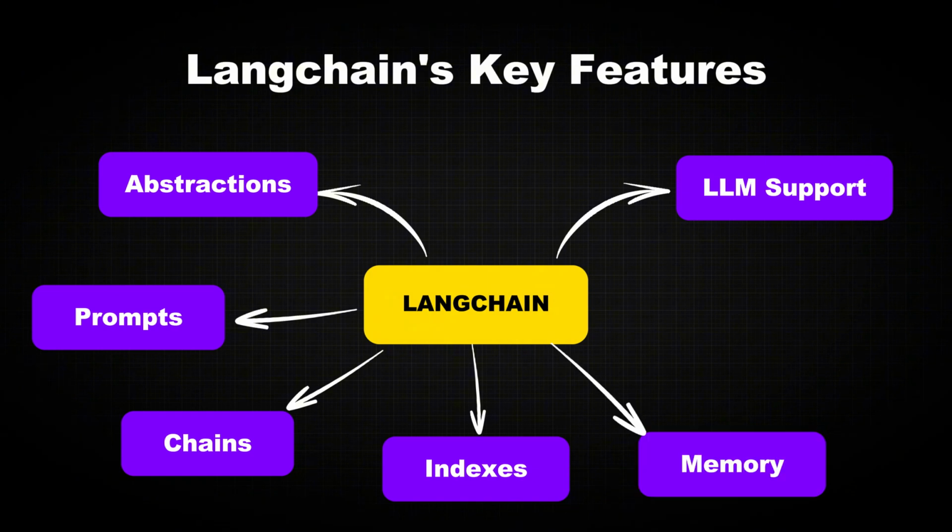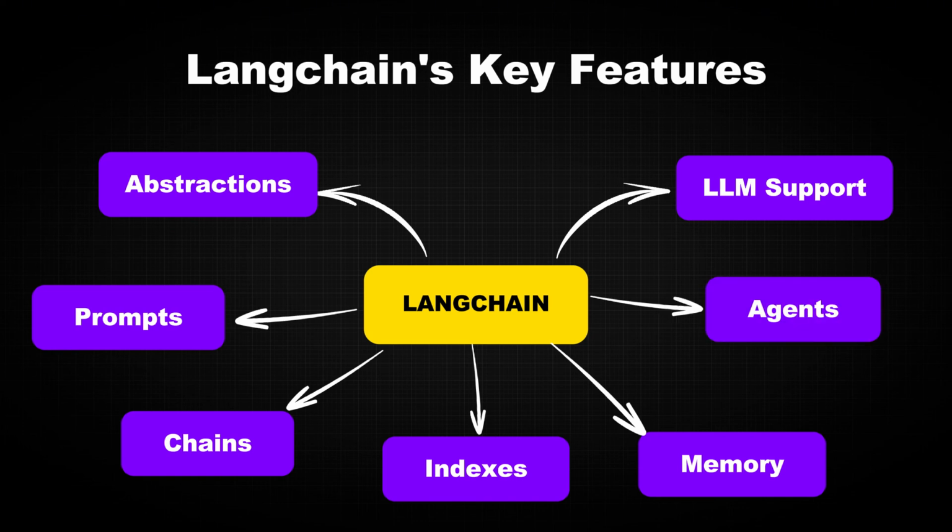One big advantage is memory. LangChain enables your application to remember past interactions, adding long-term memory to your workflows. And finally, agents. These components use the LLM as a reasoning engine to decide the next step in a workflow, making your application more dynamic and responsive.